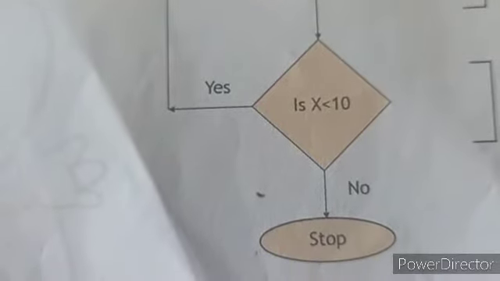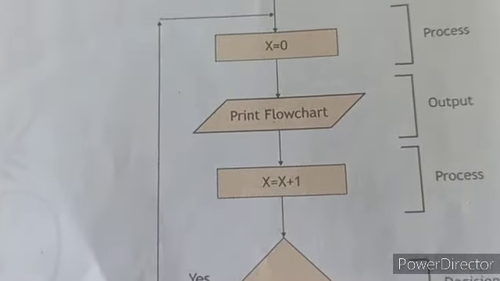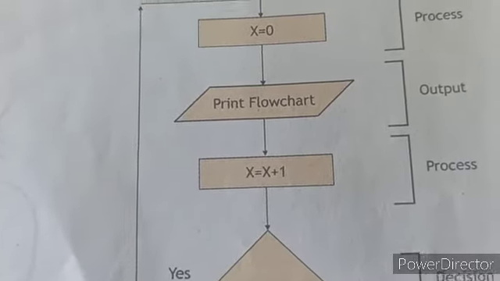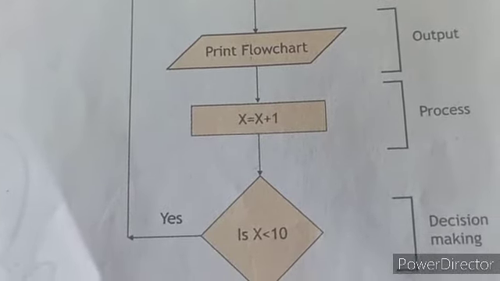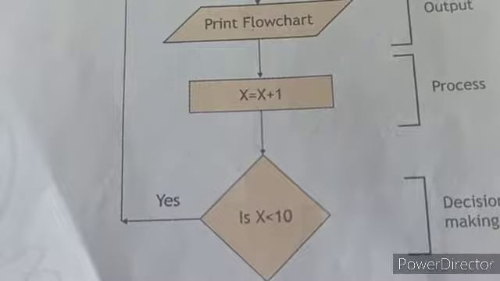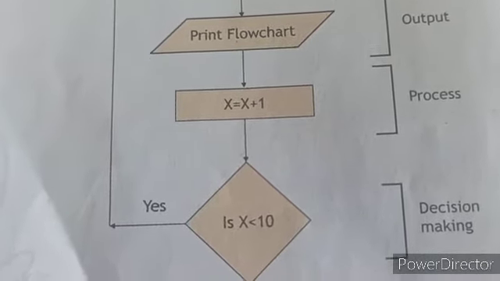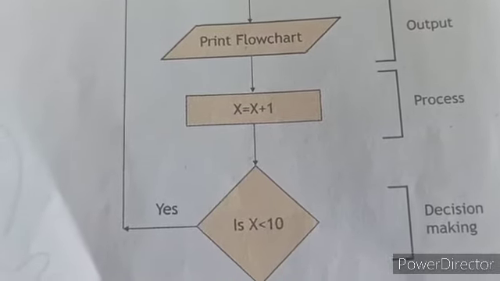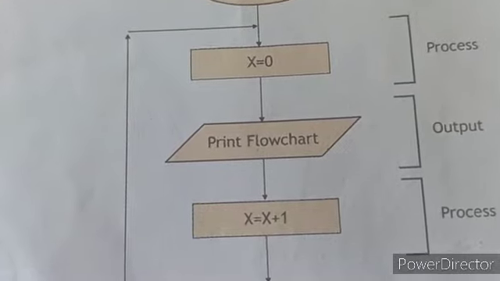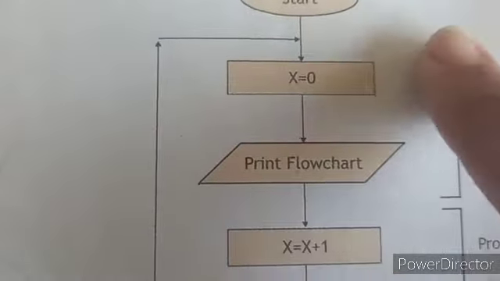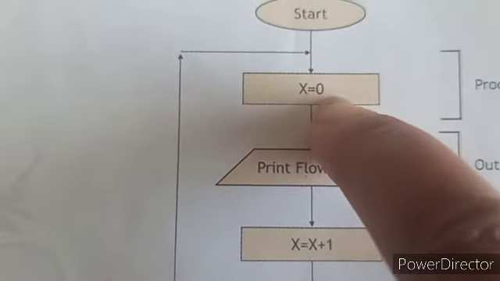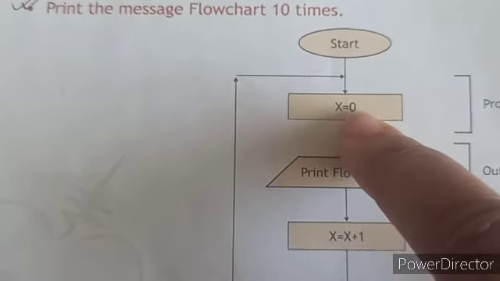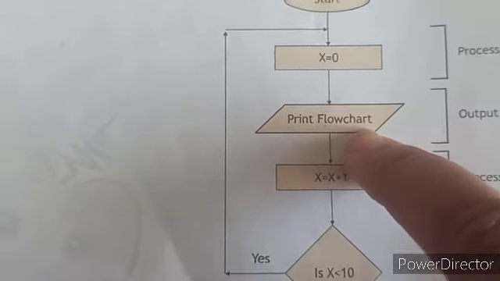So if it is less than 10, it will again go to the second step, that is, from x equal to 0. At this moment the condition is yes, since the x value is less than 10. It is now 1 only because I have increased it by 1. Now it goes again to this step. Here x is equal to 1, and the condition is true because the value is less than 10, so again it will print the word flow chart.